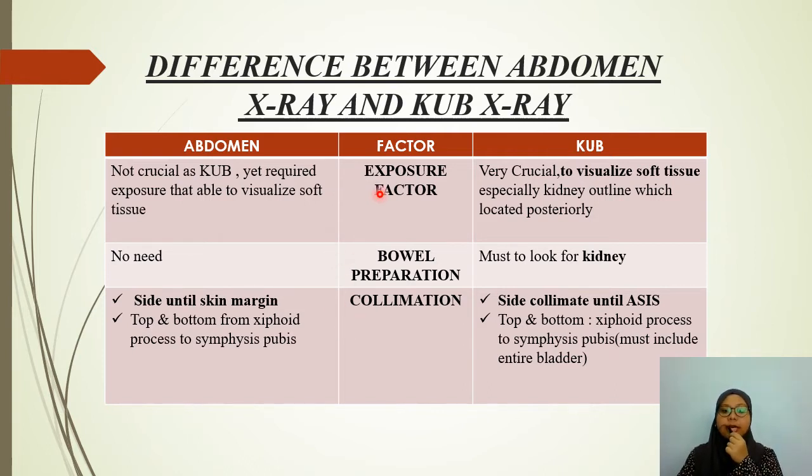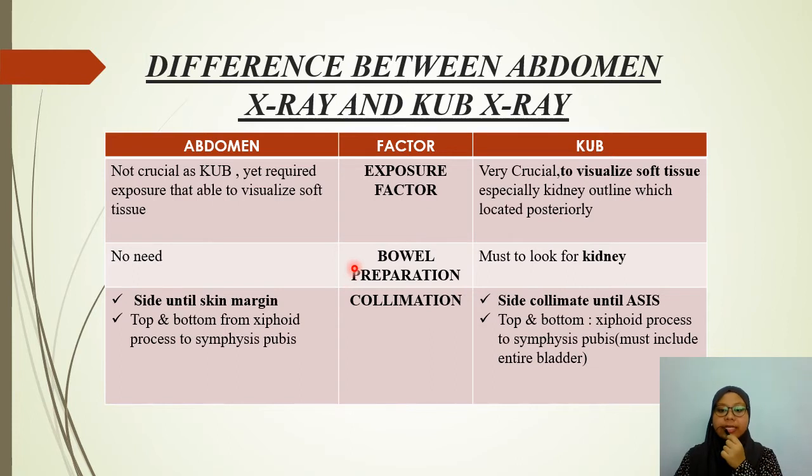First, for the exposure factor, for KUB, it is very crucial to visualize soft tissue, especially the kidney outline. For the abdomen, it's not as crucial as KUB, yet it requires an exposure able to visualize soft tissue. For KUB, the exposure factor is crucial because it is to see the outline of the kidney. Meanwhile, for the abdomen, it is just to see the soft tissue of the abdomen.